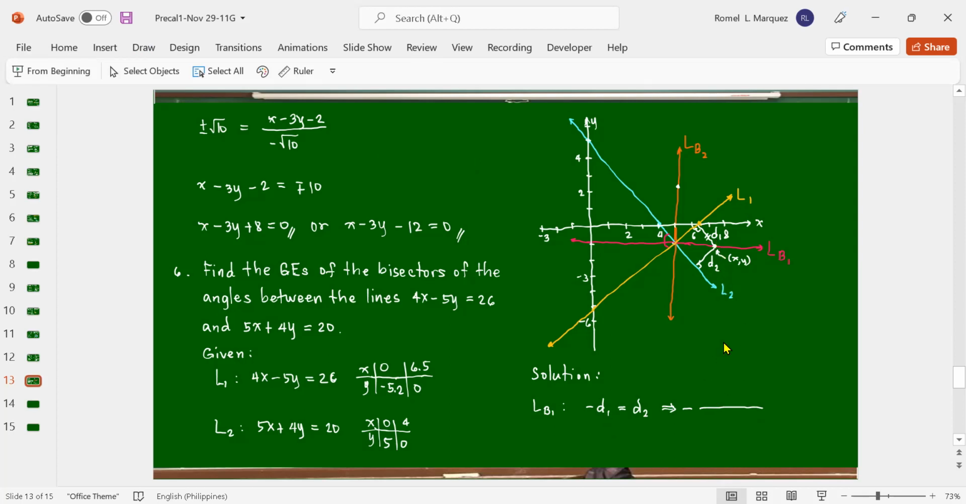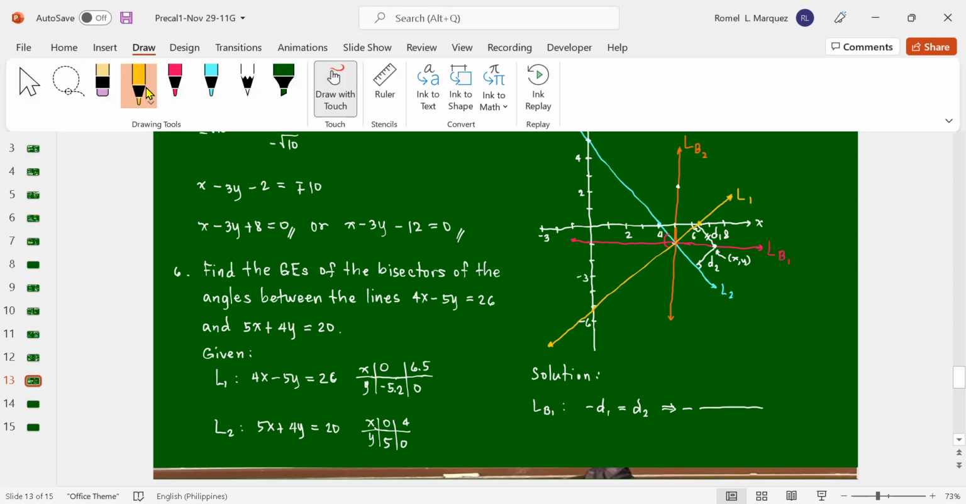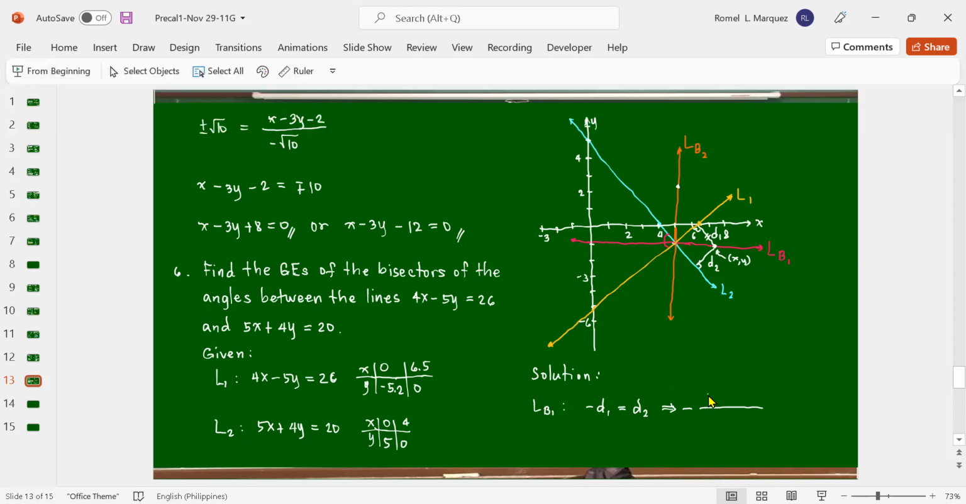So D1 from yellow, I'll make it yellow so that you can clearly see. For X, our X1 is X, minus 5. Our Y1 is Y, minus 26 because our C is negative 26. Okay, guys? Over negative, because this is the coefficient of Y. Negative, square of 4, 16, plus square of negative 5, 25.